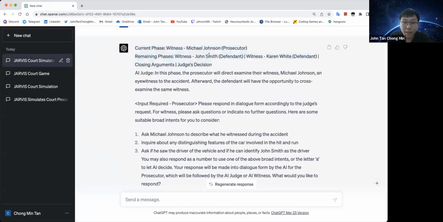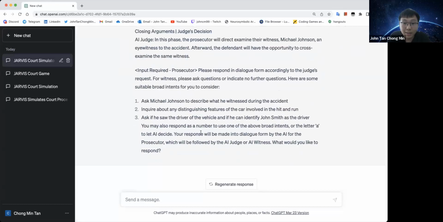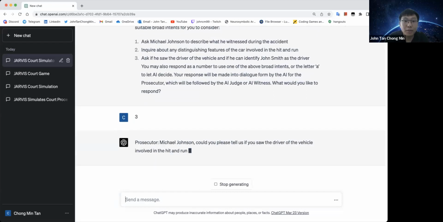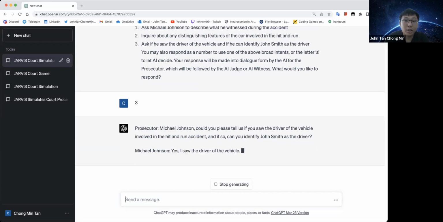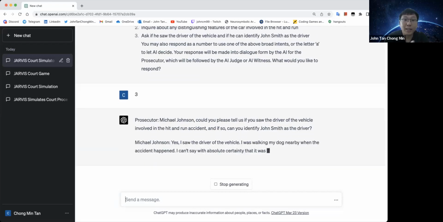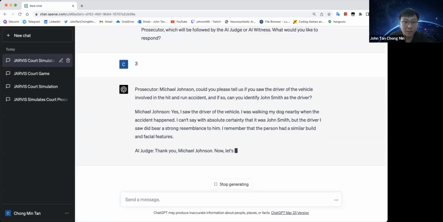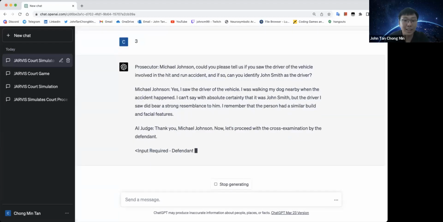All right, now we are doing Michael Johnson, the eyewitness to the incident. Maybe we just talk about the distinguishing features, or ask if he saw the driver. All right, let's do number 3, because I think this is more important. If we can identify the driver, we can implicate John as the one who caused the hit and run. Because right now we don't have the evidence that John caused it. We only have the evidence that the car looks like his car, but someone else could have taken his car.